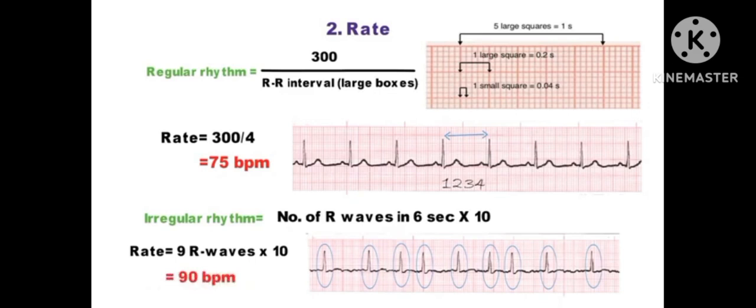So the 300 divided by RR interval formula is valid only if the rhythm is regular. That is why we should first see the rhythm and then calculate the rate accordingly. Now step 3 is to calculate the axis. First of all, the normal cardiac axis is from -30 to +110 degrees.